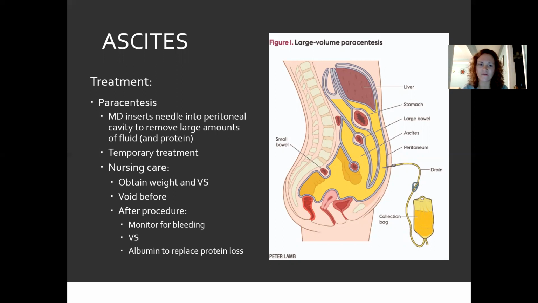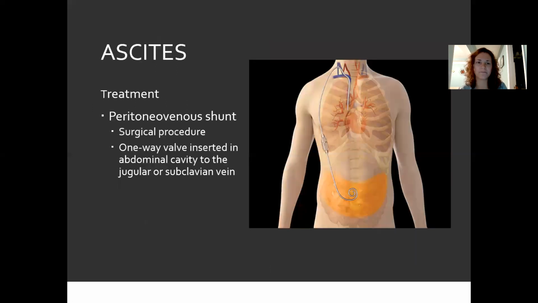Obtain weight and vital signs. They need to void before the procedure to minimize their bladder and decrease the risk of puncturing it by accident. After the procedure, we're going to monitor for bleeding. Of course, they have liver dysfunction, so they're not producing enough clotting factors, so they're at high risk of bleeding regardless. Monitor their vital signs, and again, replace the albumin.